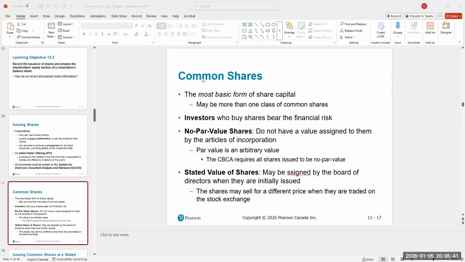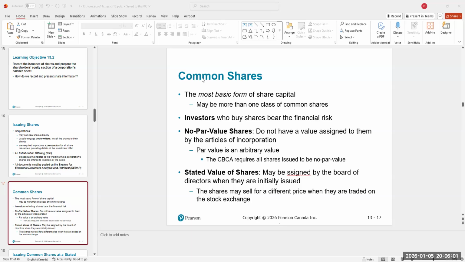Now, the investor who buys the shares bears the financial risk. That means if something happens with the company, the company has nothing to do with it. The investor is bearing the financial risk. If they invest in the company and lose their money, that was the investor's decision.